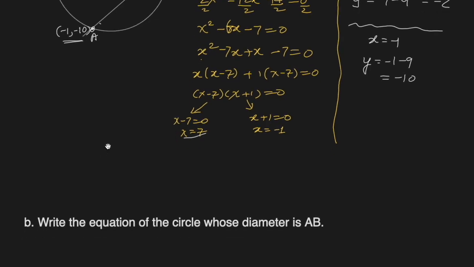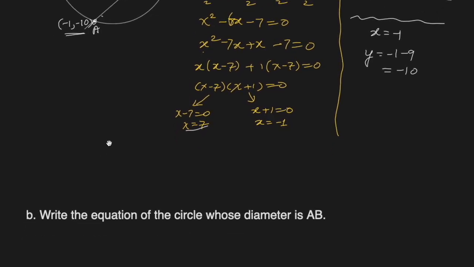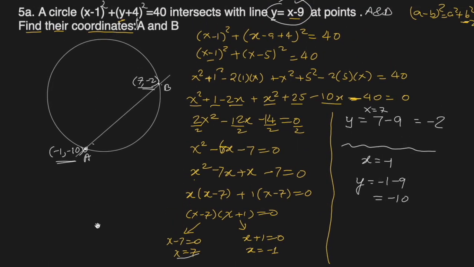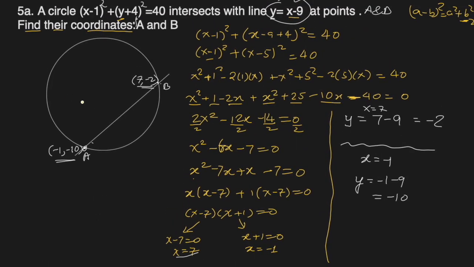Okay, what next? Write the equation of the circle whose diameter is AB. Okay, that means we need a new circle whose diameter is AB. So that circle will be somewhat like this. So this is the diameter and the circle will be something like this. Not a good one, but yeah, this is what it will look like. So we'll find first the center of that circle, and that will be the midpoint of these 2 points. So let's call that center C.